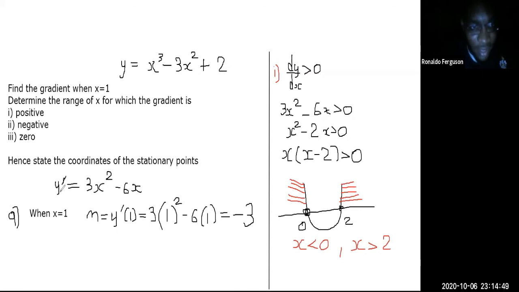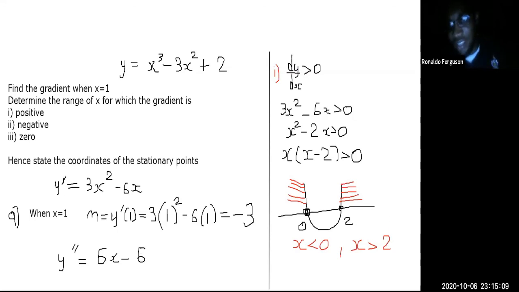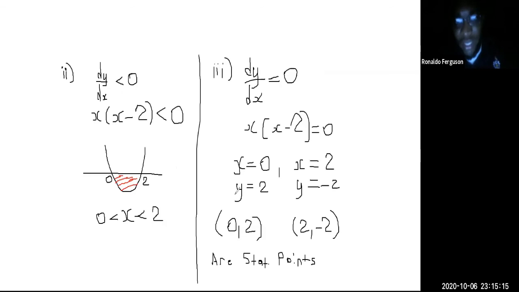So from here, if y prime is 3x squared minus 6x, what would be the second derivative? The second derivative would be 6x minus 6. Very good. All right, so the second derivative is 6x minus 6. Since the second derivative is 6x minus 6, we can determine the nature of each right here.